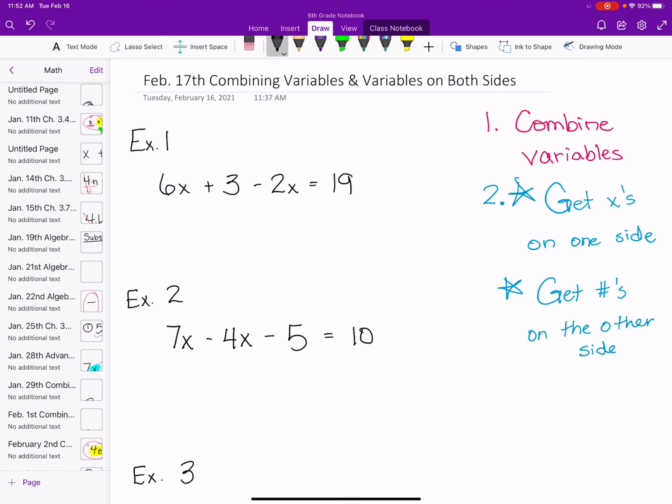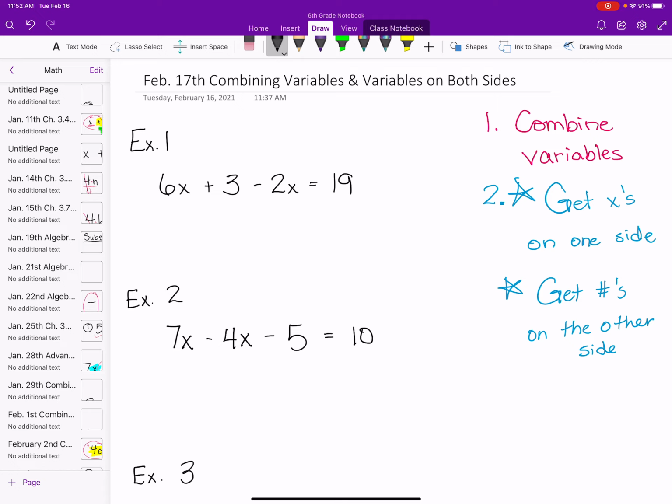Okay, hi guys. Today we're going to be working on combining variables and doing variables on both sides. We've done combining variables before, so this is just a review, and we only got to do a little bit of variables on both sides last week, so I'm going to give you more practice of it today. And then tomorrow or Thursday we will work on more of the variables on both sides, just adding a little bit to it. Basically, just so you know, that's how we'll wrap up the week, is doing variables on both sides. And then we will move on to inequalities for a little bit next week.